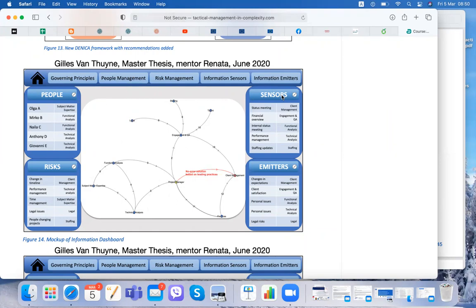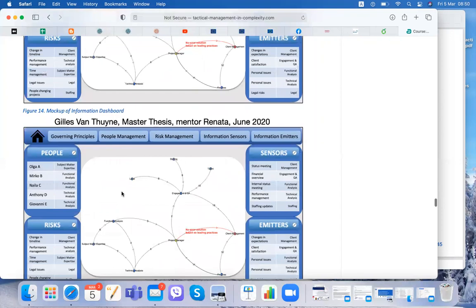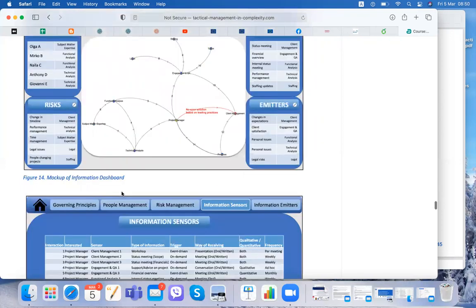The information sensors are visible here. After you click on each of the roles or accountabilities, for this role, for example, what do I need to know about this role in order to fulfill its accountability? Which are the things that I need to know? These. Okay, emitters, these are the ones. Which are the people in each of these roles, and what are the risks for each of them? That's one thing. So we will go into that.